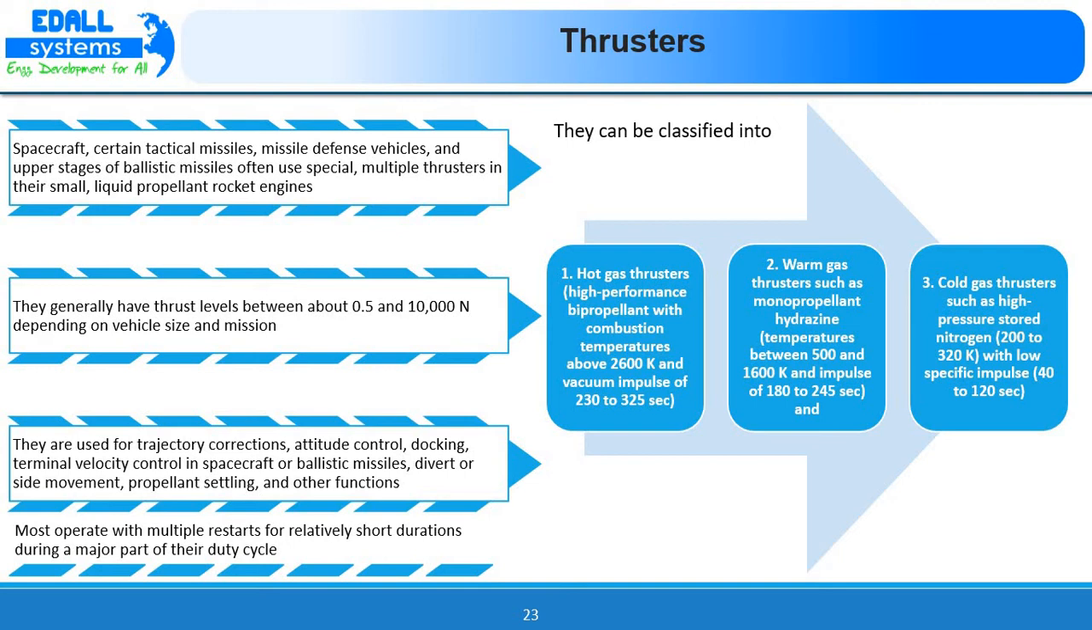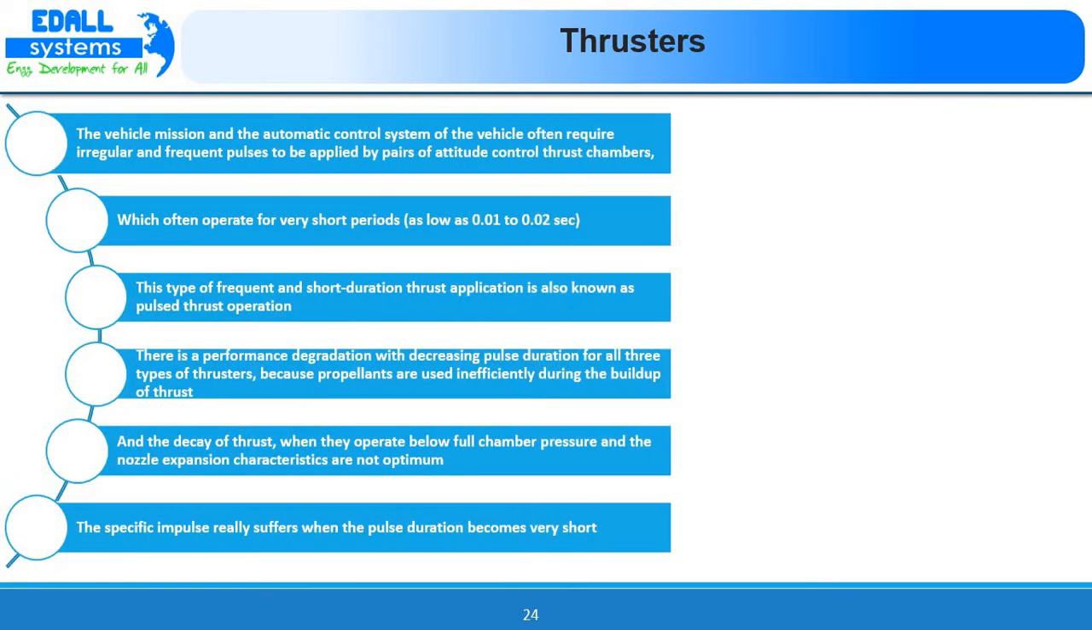And the last one, cold gas thrusters such as high pressure stored nitrogen, where the temperature will go from 200 to 320 Kelvin with low specific impulse of around 4 to 120 seconds. So these three types of thrusters are available and they can be used based on their total impulse production for different applications. The vehicle mission and the automatic control systems of the vehicle often require irregular and frequent pulses to be applied by pairs of attitude control thrust chambers, which often operate for very short periods as low as 0.01 to 0.02 seconds. This type of frequent and short duration thrust application is also known as pulse thrust operation.